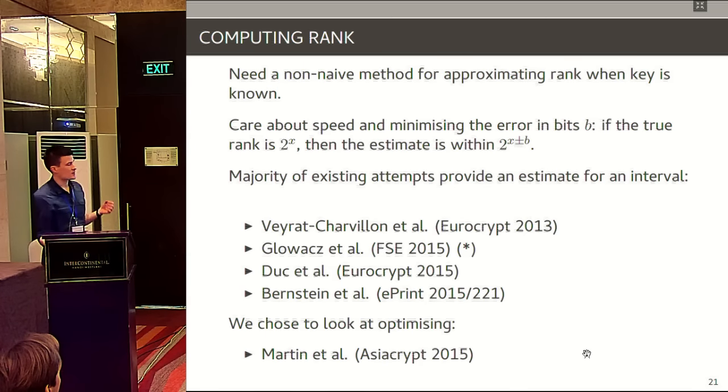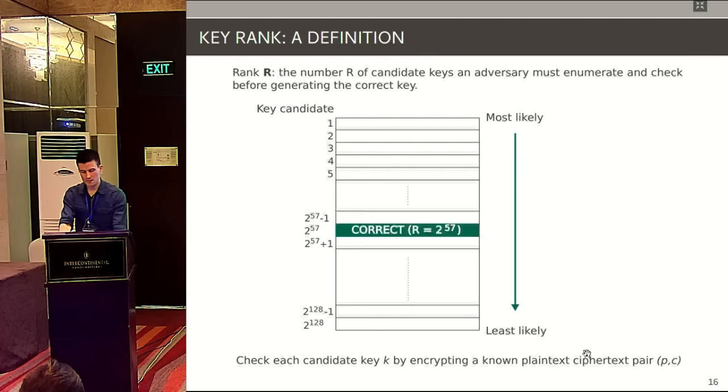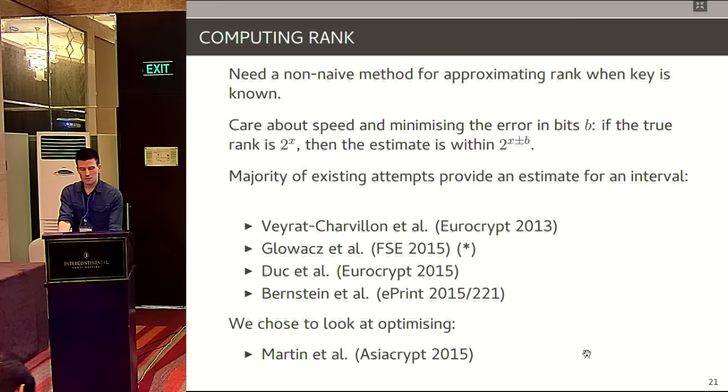Okay, but before I go into the results, the first thing we want as people doing evaluations is a way to not have to check every single key in turn. As evaluators, you don't want to be doing this every single time you want to work out the rank of an attack. But because we know the key, we can use that information to get a fast approximation for what the rank actually is. So starting from, I guess, Eurocrypt 2013, people have tried to define methods for doing this.